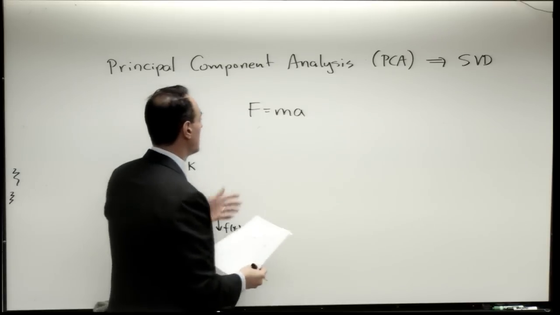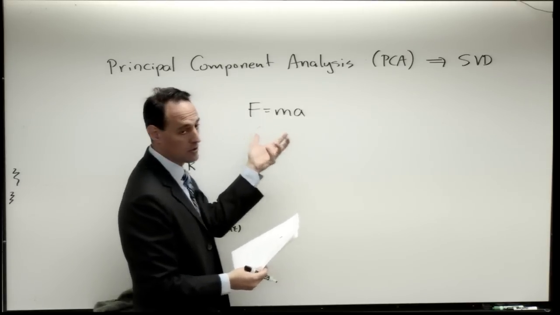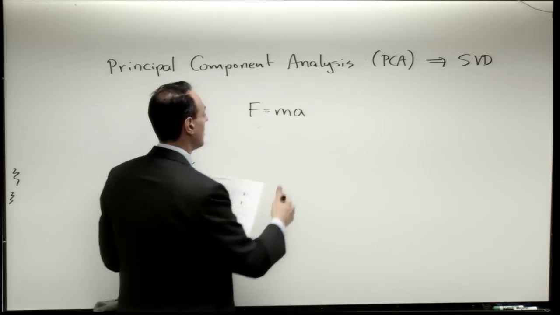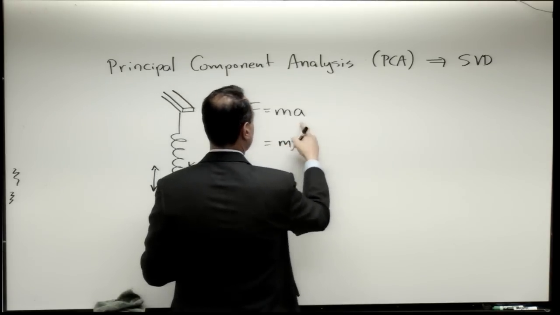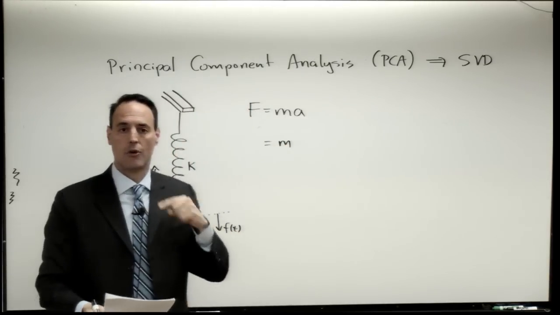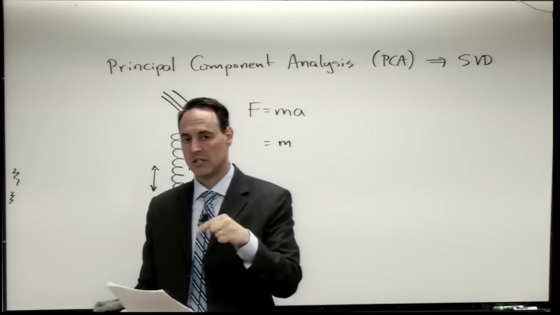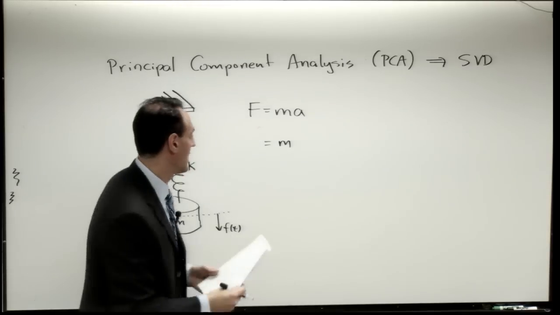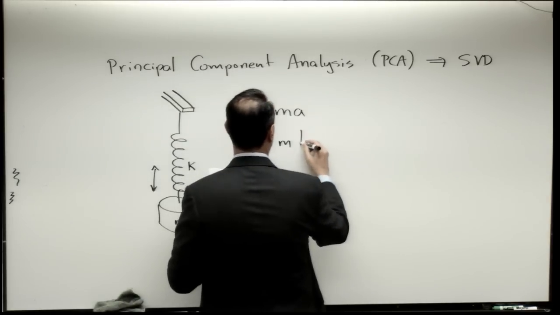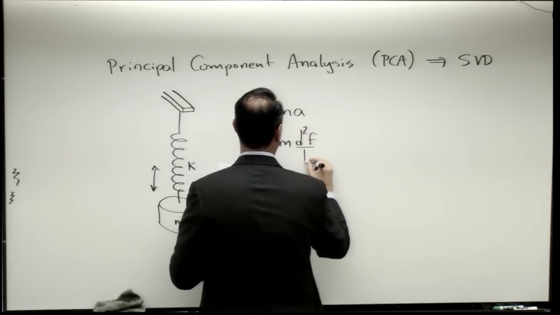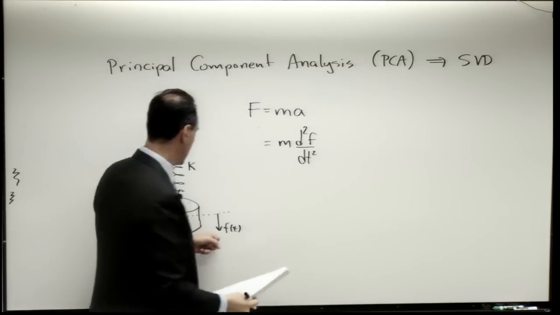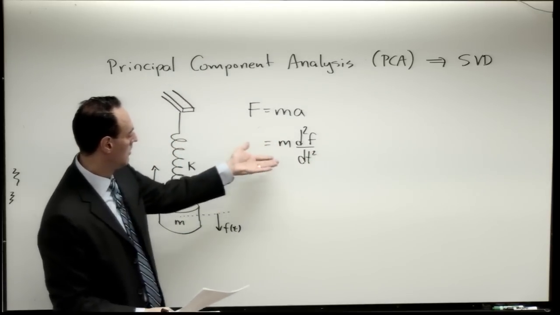And what Newton came up with is also this idea of calculus. He said, well, look, I have this mass. Acceleration is the derivative of the velocity. Velocity is the derivative of position. So really, acceleration is the second derivative of the position. In this case here, that's the F. Okay, so ma.